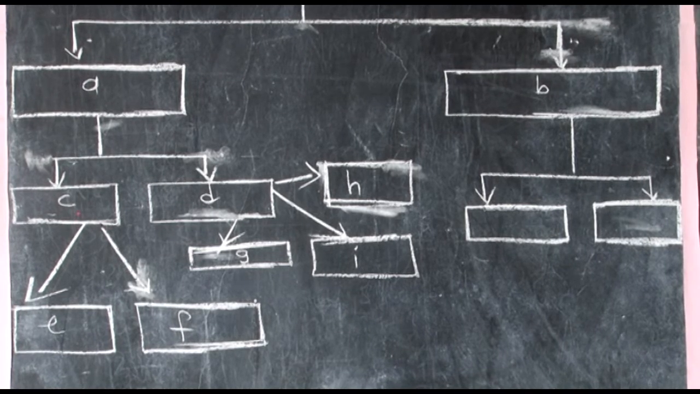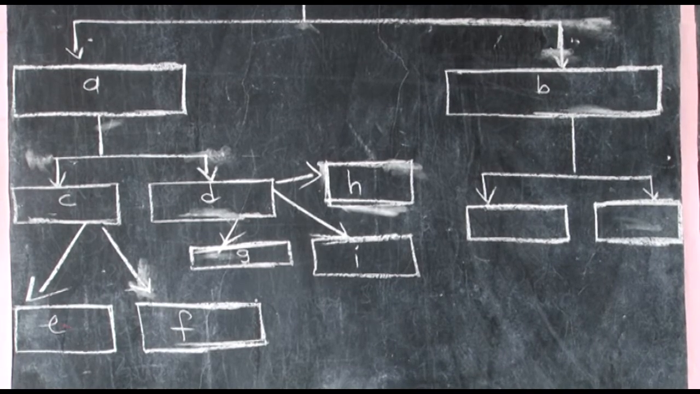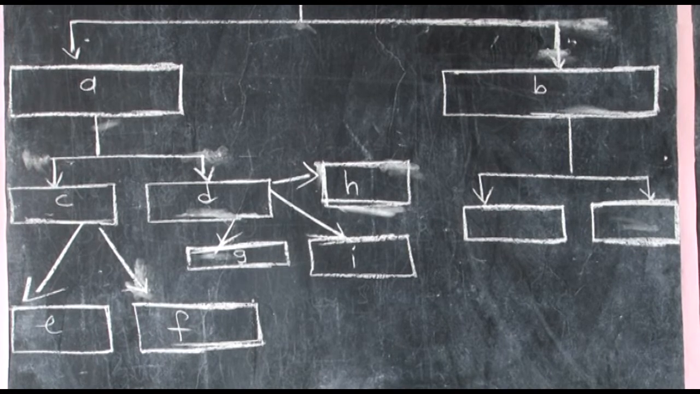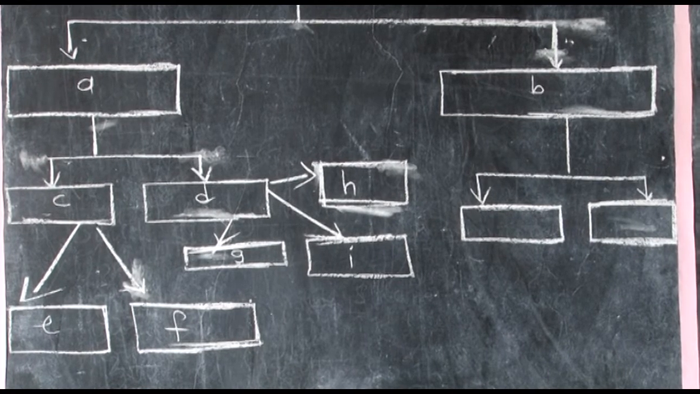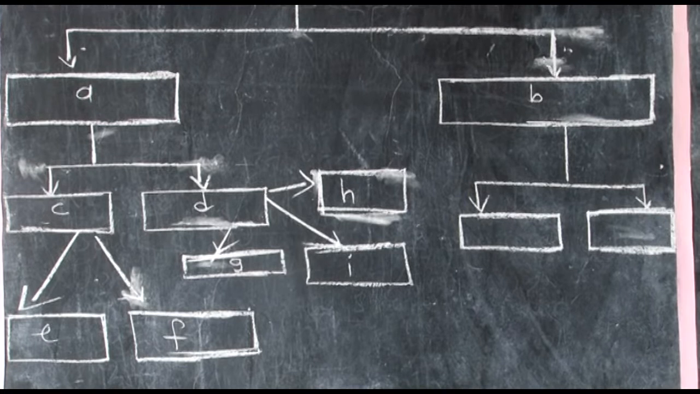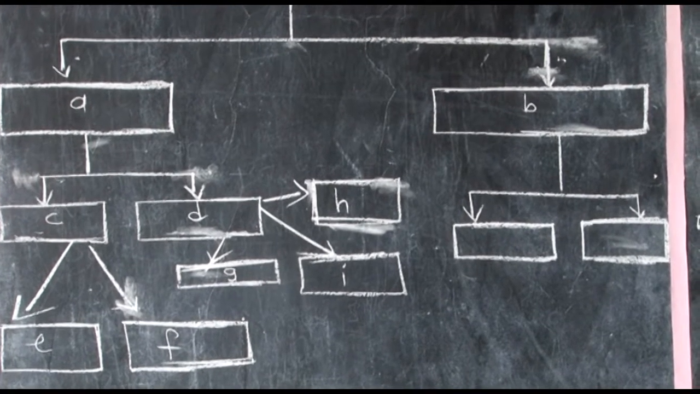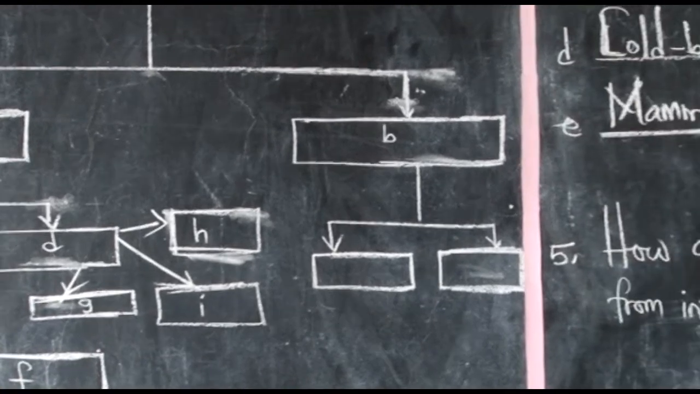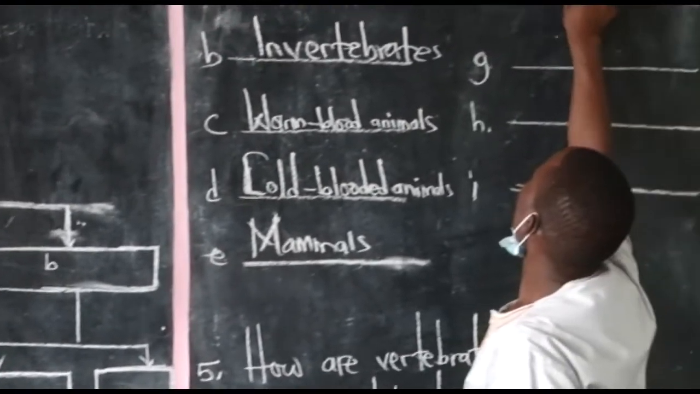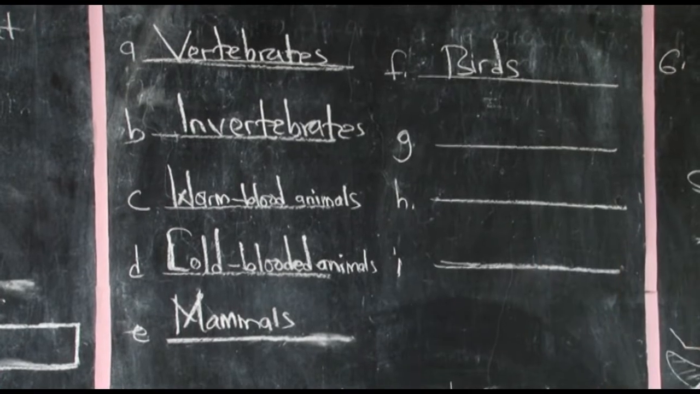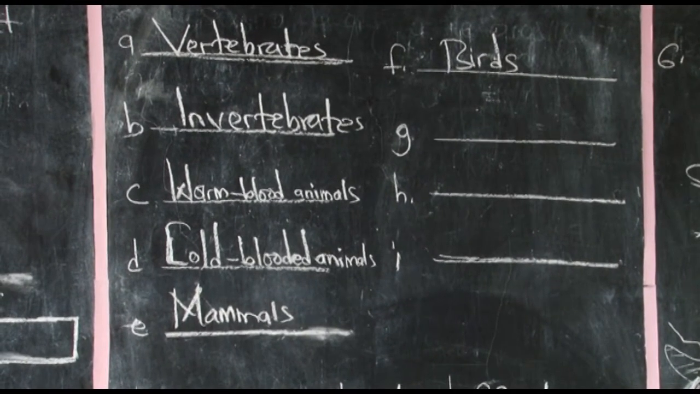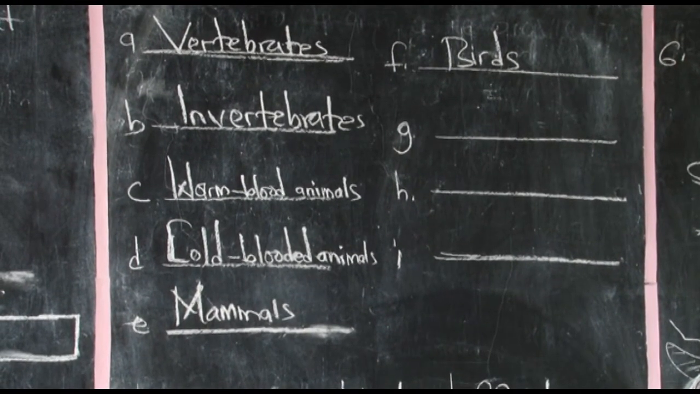from the warm-blooded animals, we have mammals and birds. So you can say E, they are mammals. Okay. And then F will be birds, because these are all warm-blooded animals. So remember, D was cold-blooded animals.